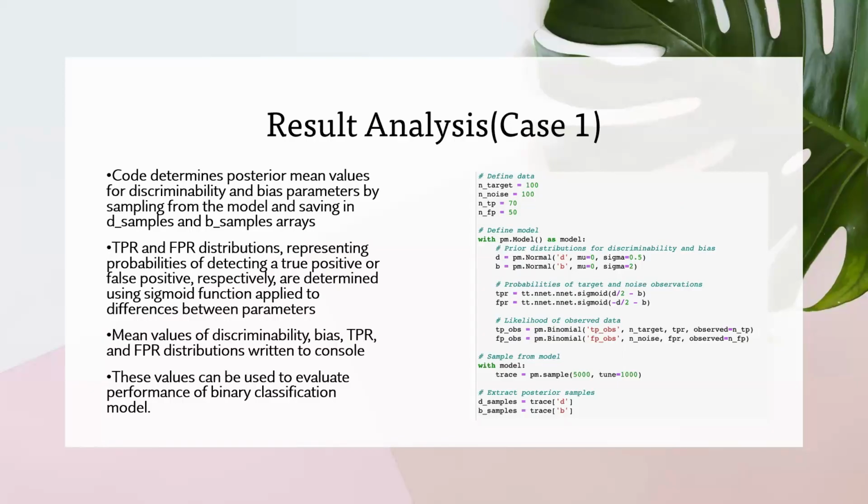This code employs NumPy's np.std function to calculate the standard deviation of samples for discriminability and bias parameters. Theano's eval function coupled with the std method determines the standard deviation of TPR and FPR distributions. This standard deviation value serves as a metric for assessing uncertainty and variability in model parameters and performance measures, aiding in model comparison and estimate precision evaluation.